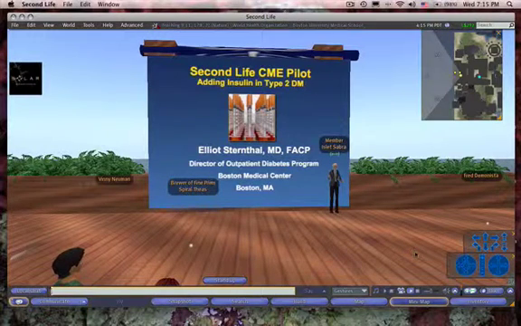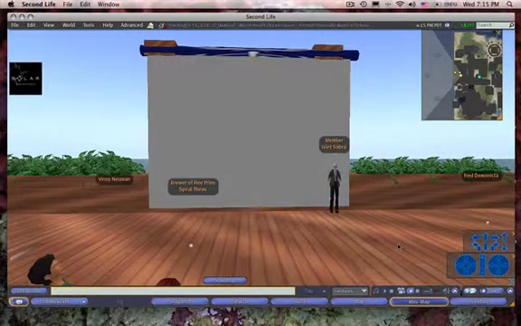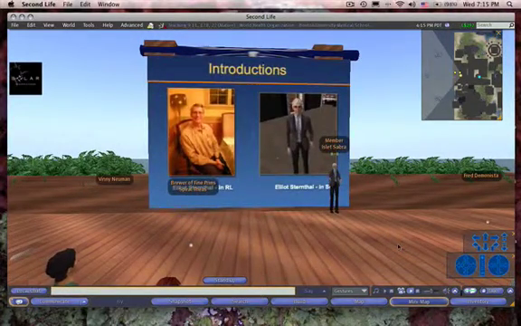My name is Elliot Sternthal. I'm the Director of Outpatient Diabetes Program at Boston Medical Center in Boston, Massachusetts. You can see me on the left in real life, and on the right, my improved counterpart in Second Life, Islet Sabra.